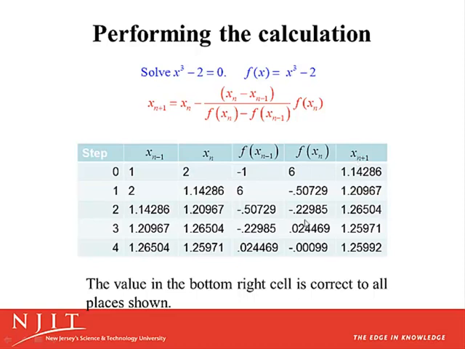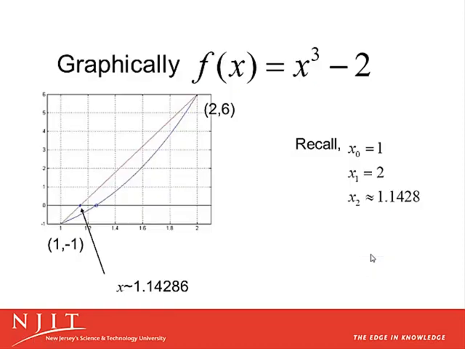Notice that at each time interval, we only need to find one new function value because the function values just move right over. So it's very simple. Only one function value is needed at each step, and we note that the number that we have at the fourth step, 1.25992, is correct to all the decimal places shown. So the method converges pretty nicely in many cases.